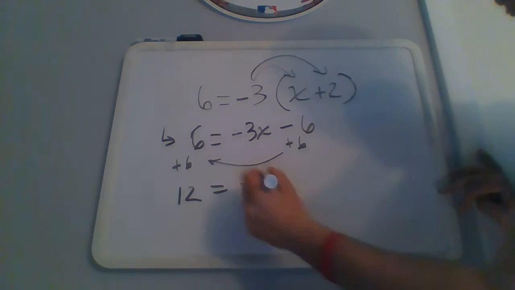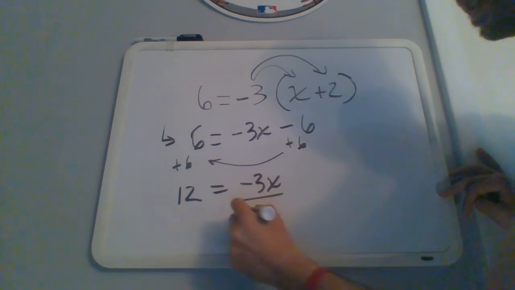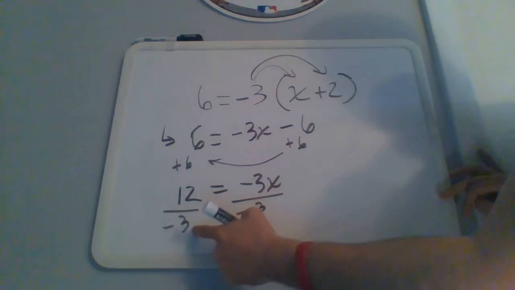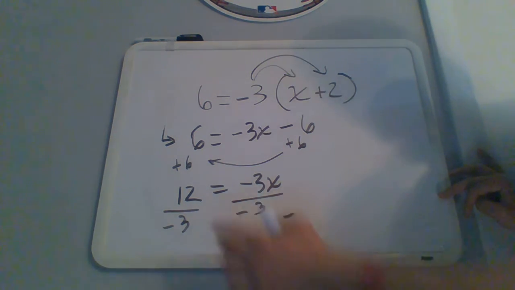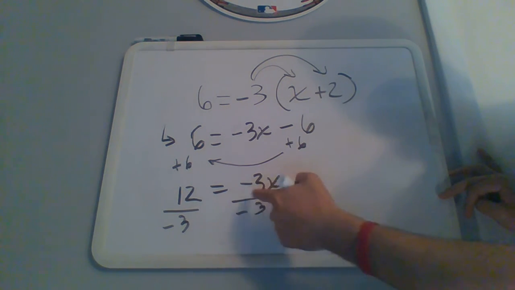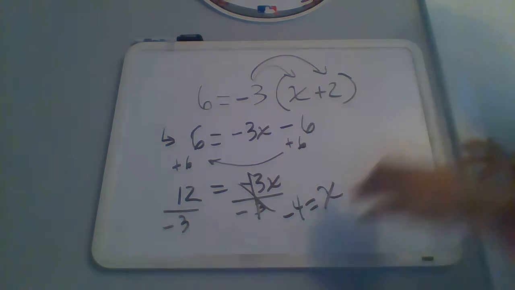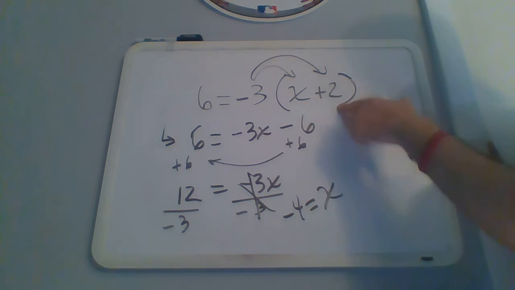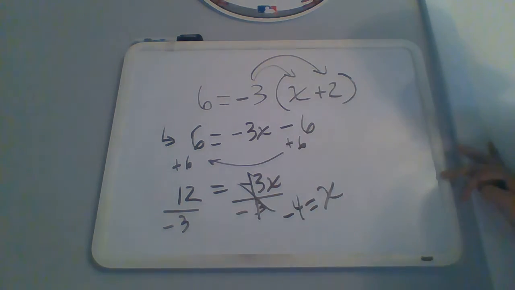And the last step is to divide by the negative 3 because it's being multiplied. So if I divide by negative 3 on both sides, I have 12 divided by negative 3. A positive divided by a negative is going to be a negative. If the signs are different, it's negative. So negative 4 equals, and because the negative 3 divided by negative 3 is going to cancel out, that's going to leave us with x. Now if we plug it back in, x is negative 4. So negative 4 plus 2 is negative 2, and negative 3 times negative 2 is positive 6. So it makes sense.